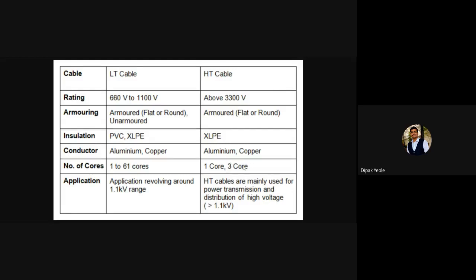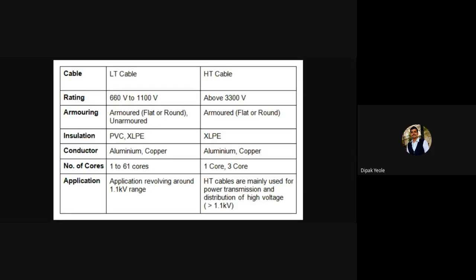And what are the applications of the LT cable? Applications revolve around the 1.1 kilovolt range. So where this voltage is required, we are using the LT cable. For the HT cable, we are preferring the 3.3 kilovolt range. They are used for power transmission and distribution of high voltages. So I hope you understood the difference between LT and HT.